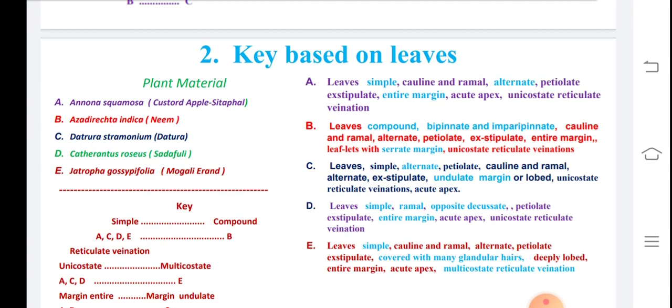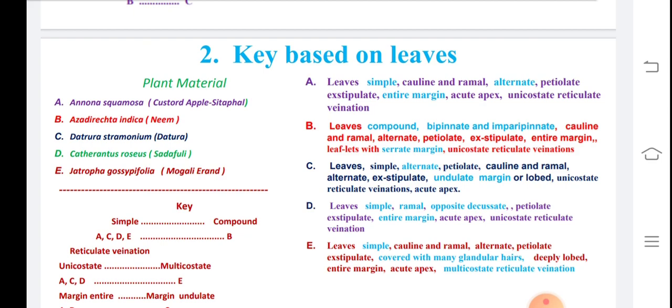Neem, Azadirachta indica: leaves compound, bipinnate and imparipinnate. So just think over how this condition is there: cauline and ramal, alternate, petiolate, exstipulate and entire margin. Then Catharanthus roseus, C material, shows leaves are simple, alternate, petiolate, cauline, ramal, exstipulate, undulate margin. Undulate, that is entire but with some wavy margin, and unicostate reticulate venation, right?